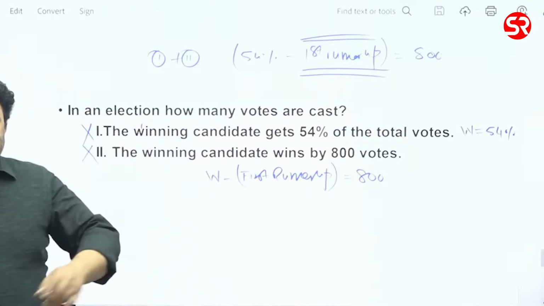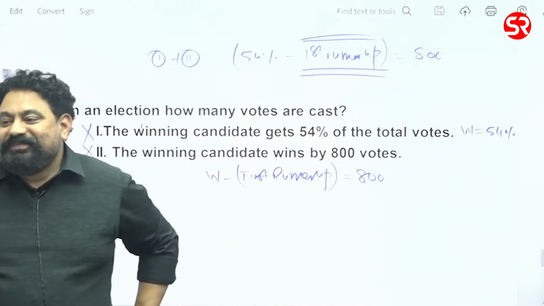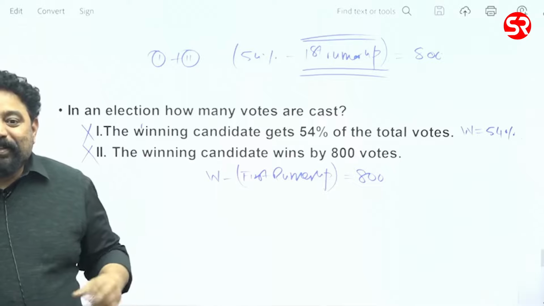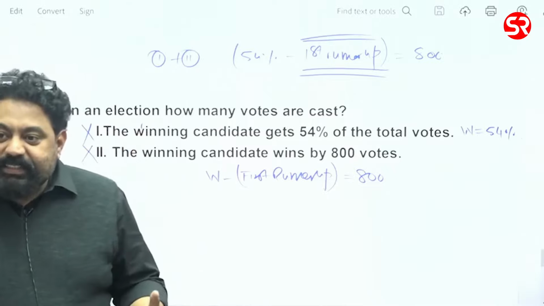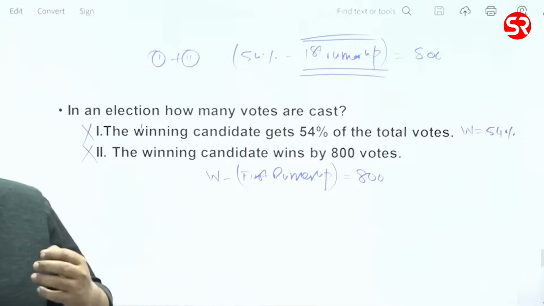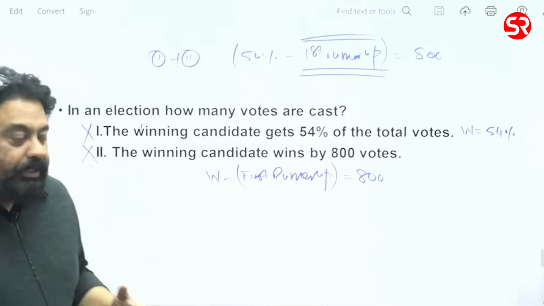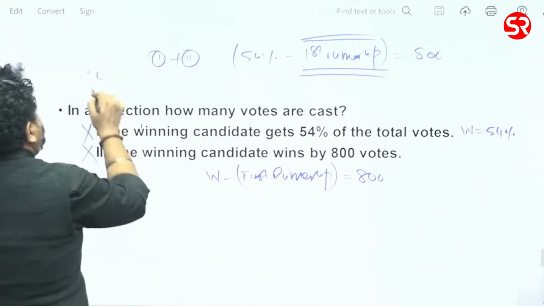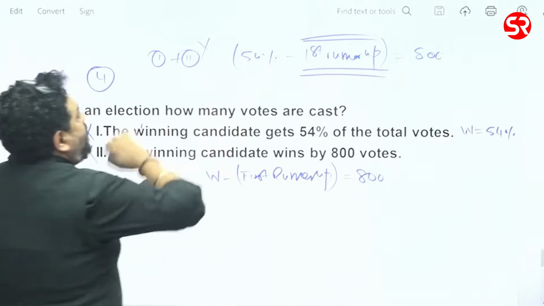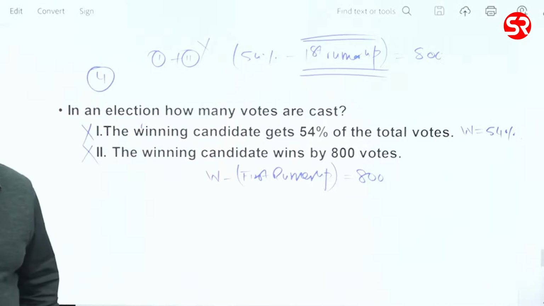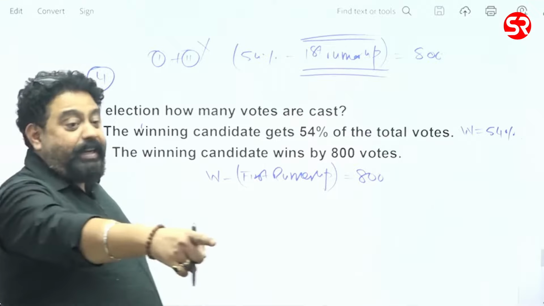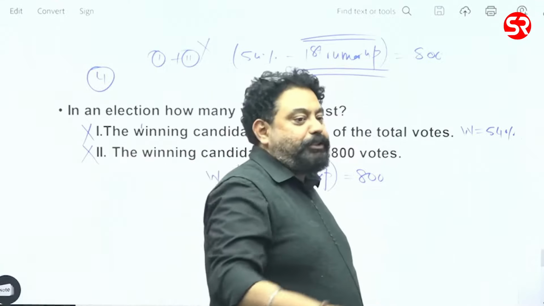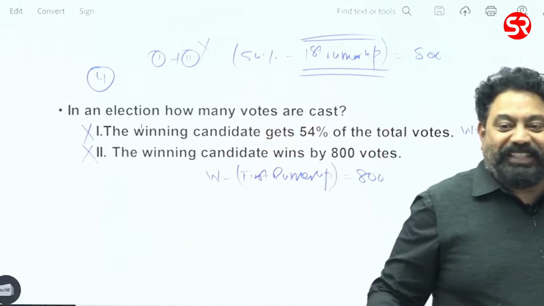Until unless you assume that there are only two candidates, right? Until unless you assume. Since we don't know how many people are contesting in this election, we cannot answer this question. So the answer is actually 4, because this also is not giving you an answer. See the beauty. Assumption. So that's the reason I said irrational logics. Do not assume irrational logics. This was your irrational logic, right?